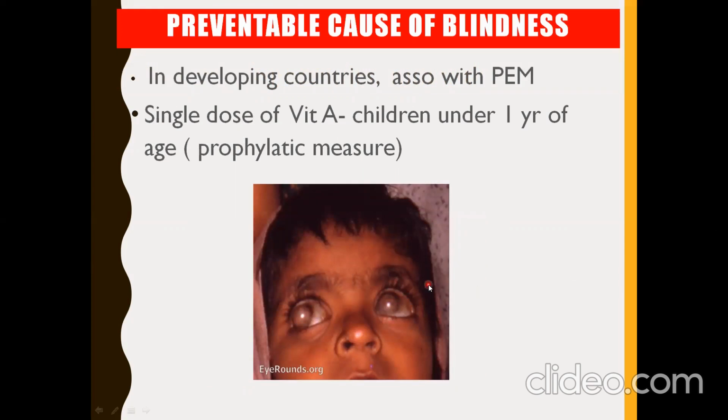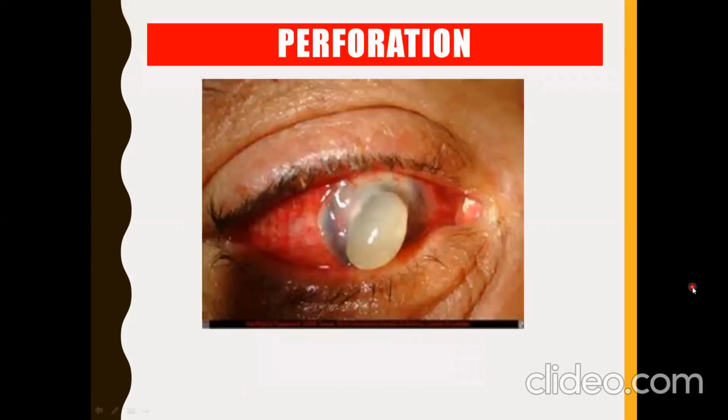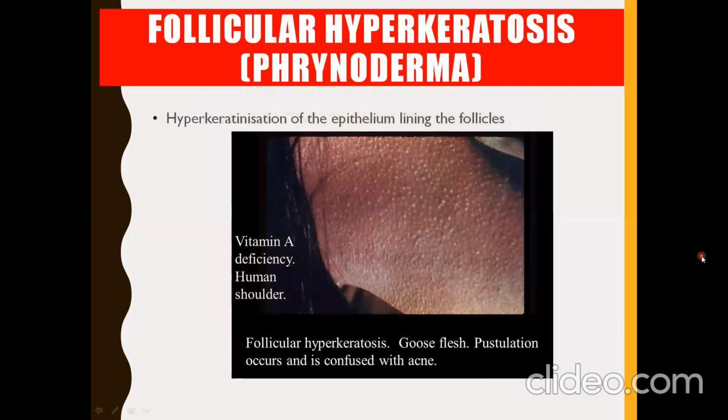It is usually associated with protein energy malnutrition, and hence as a prophylactic measure, children under the age of 1 year are provided with a single large dose of vitamin A. The last stage is perforation of the cornea, which leads to total blindness. The eye changes are: first night blindness, second xerophthalmia, next keratomalacia, next total perforation of the cornea. These are the eye changes.